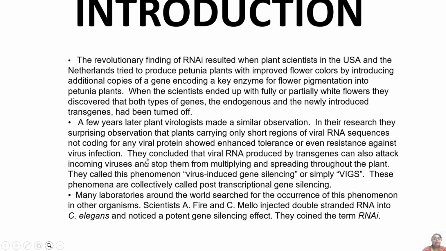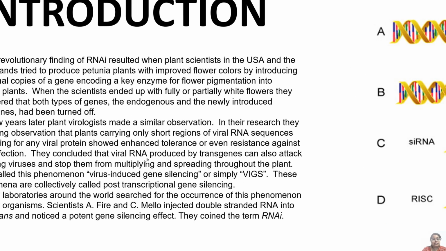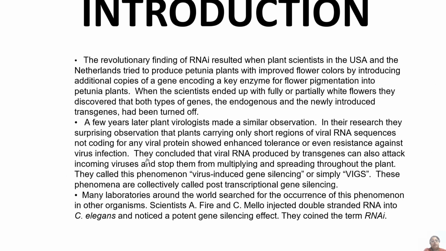So the revolutionary finding of RNA interference resulted when plant scientists in the US and the Netherlands tried to produce petunia plants with improved flower colors by introducing additional copies of a gene encoding a key enzyme for flower pigmentation into petunia plants. When the scientists ended up with fully or partially white flowers, they discovered that both types of genes, the endogenous and the newly introduced genes, had been turned off.